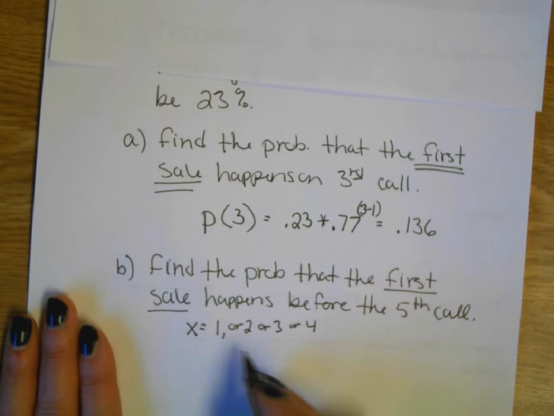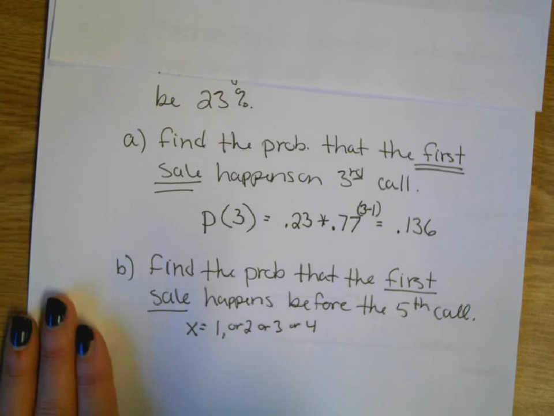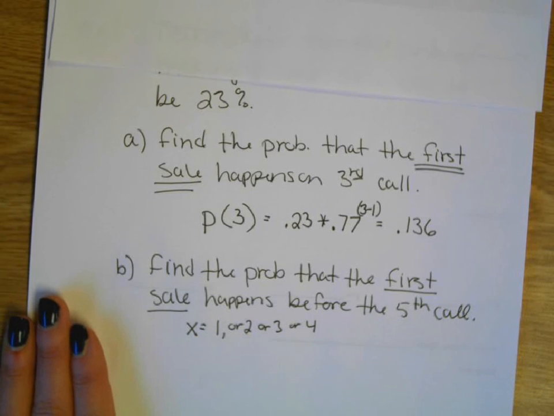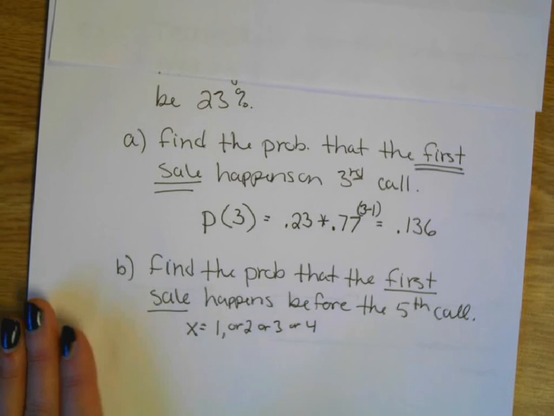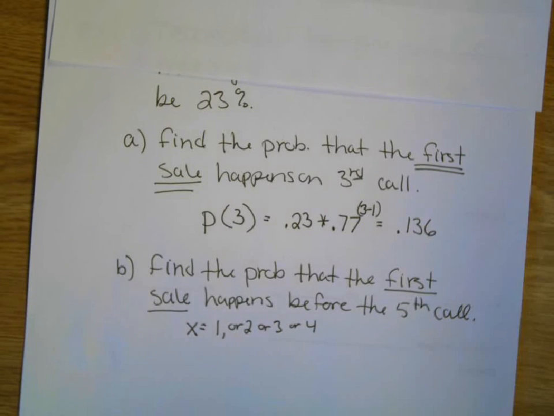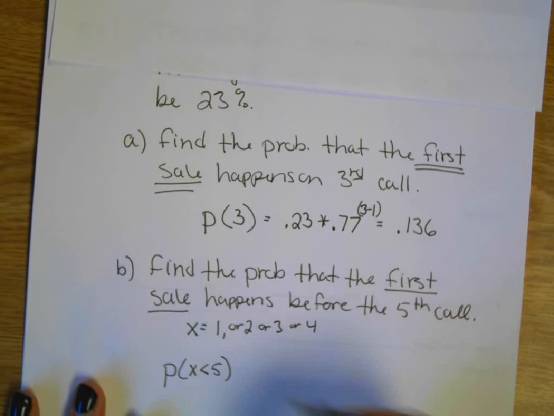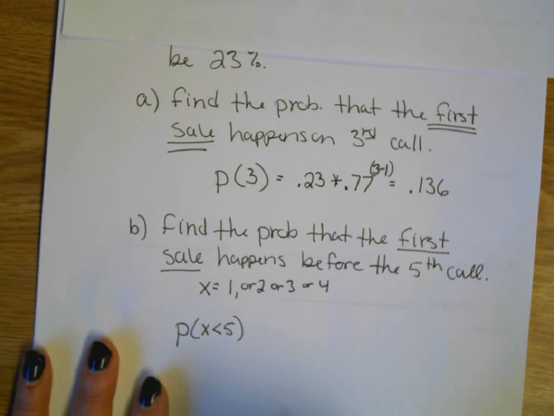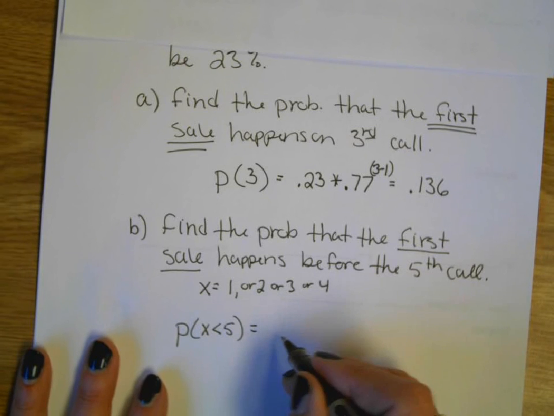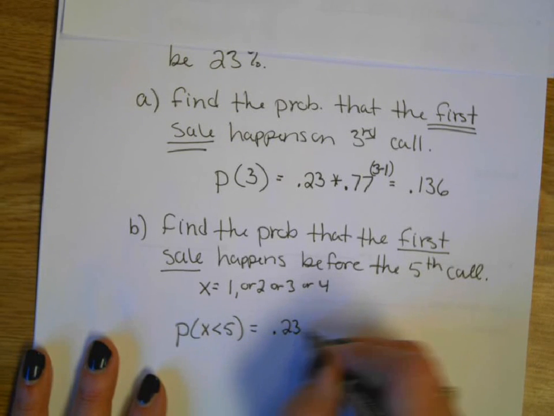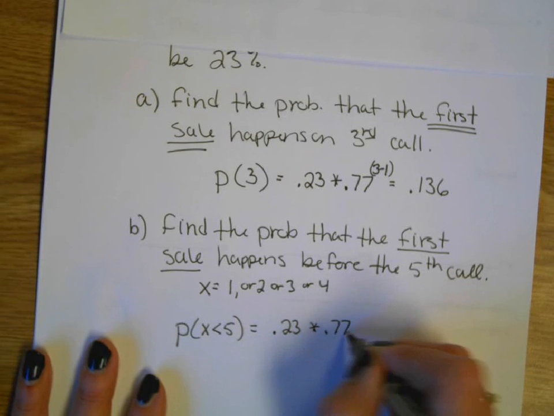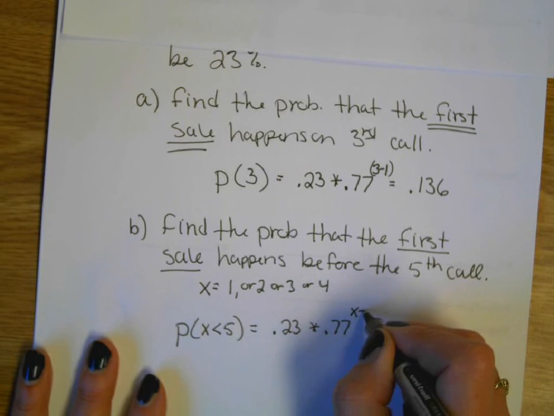Before the 5th. So, on a quiz or a test, I guess I need to talk about what I need to see. So in case you make a mistake, I need to know how much partial credit to give you. Because if all you do is do everything on that calculator, I don't know whether you used the right formula. I don't know whether you added up the right probabilities. So I would like you to write X is under 5, or I could say less than or equal to 4. I don't care how you write that. Then use your formula. It would be 0.23 times 0.77 raised to the X minus 1.